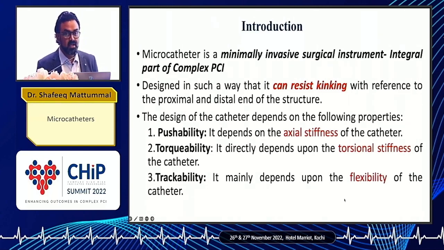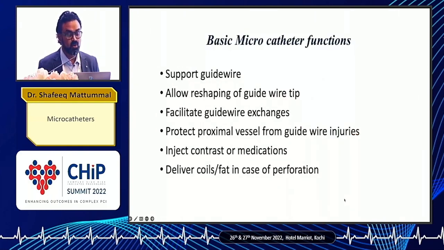The design characteristic: it should have pushability, which will depend on the axial stiffness of the catheter. Torqueability will depend on the torsional stiffness of the catheter, and trackability depends on the flexibility. So all these features are taken care of during manufacture, and accordingly we select according to the lesion characteristics as well.